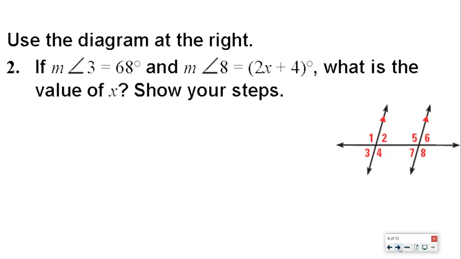Next, we need to use the diagram to solve with this information. We know that the measure of angle 3 is 68 degrees. And 68 degrees there. Measure of angle 8 is 2x plus 4.